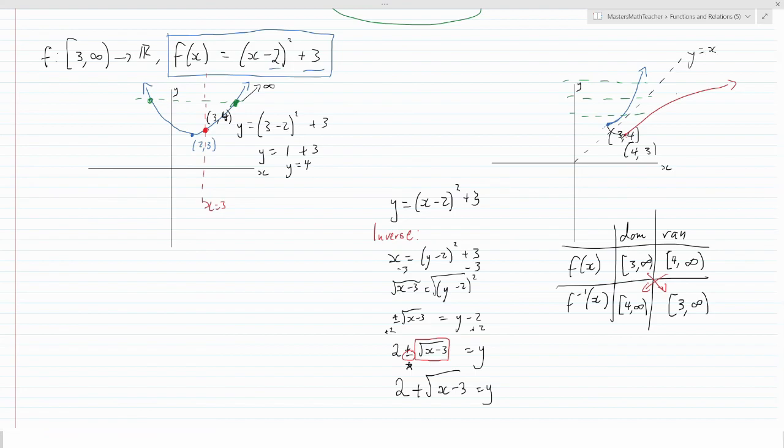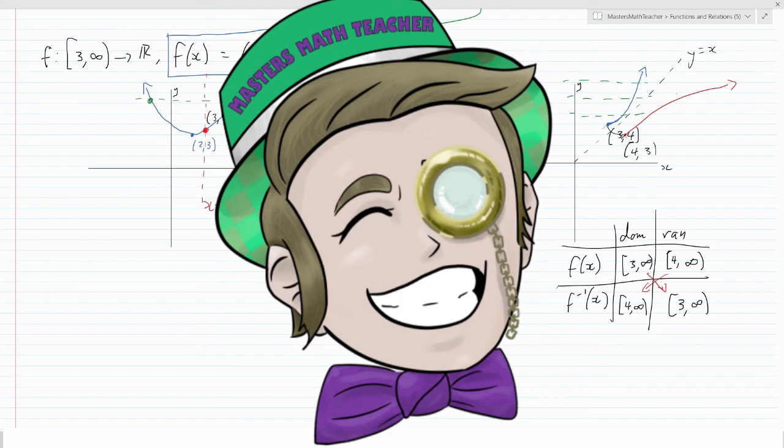Now you have all the skills required to tackle questions involving inverses. I'd wish you luck, but I know you don't need it. So go smash out some mathematics.